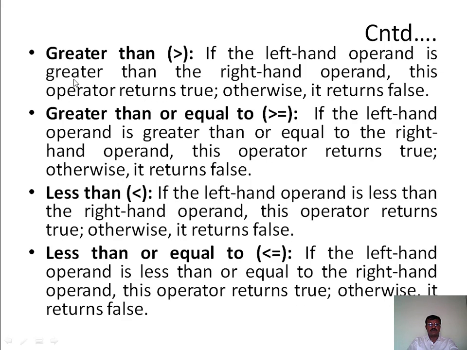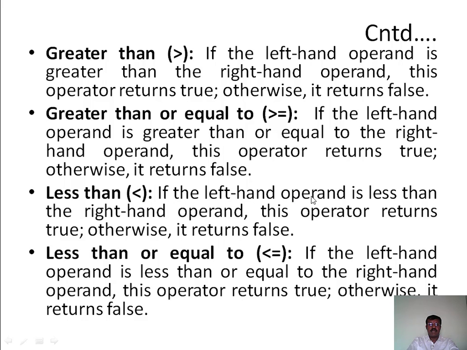Greater than operator. The greater than operator is represented by the greater than symbol. If the left hand operand is greater than the right hand operand, this operator returns true, otherwise it returns false. Greater than or equal to is represented by the greater than symbol followed by an equal sign. If the left hand operand is greater than or equal to the right hand operand, this operator returns true, otherwise it returns false.